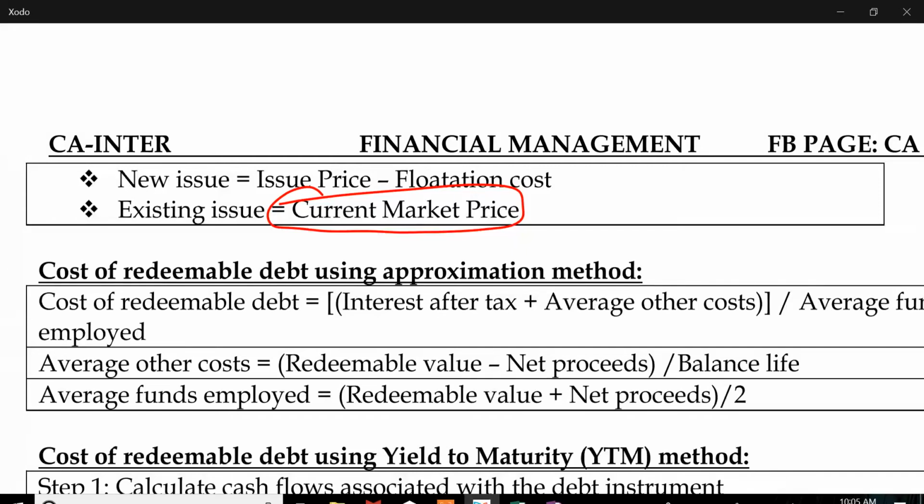In case of a new issue, it is issue price minus flotation cost. What is flotation cost? I have already explained you. Flotation cost is basically the issue expenses. If the problem is silent, issue will happen at par. If the problem tells you something, follow it, otherwise it is at par. Clear? Any doubts on this? So face value will be 10, 100,000. Issue will always be at par if the problem is silent.